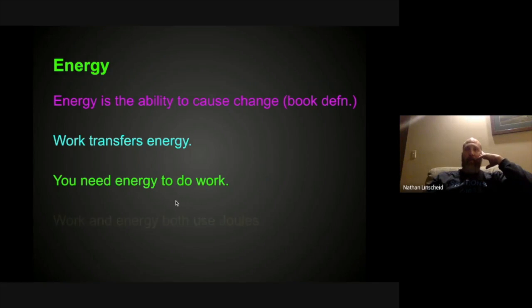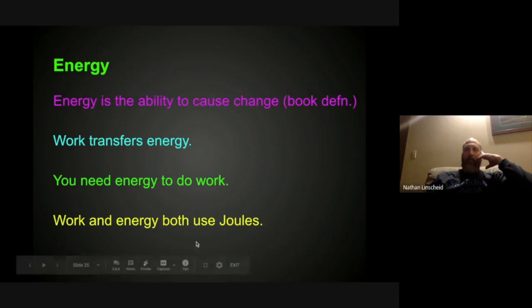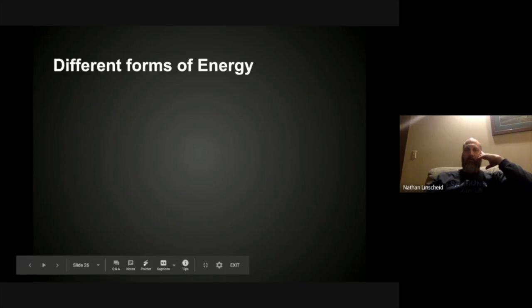Where do I get my energy? I get my energy from food. So work transfers into energy. Energy can be transferred into work. They are sort of two sides of the same coin, and they both use the unit of joules.